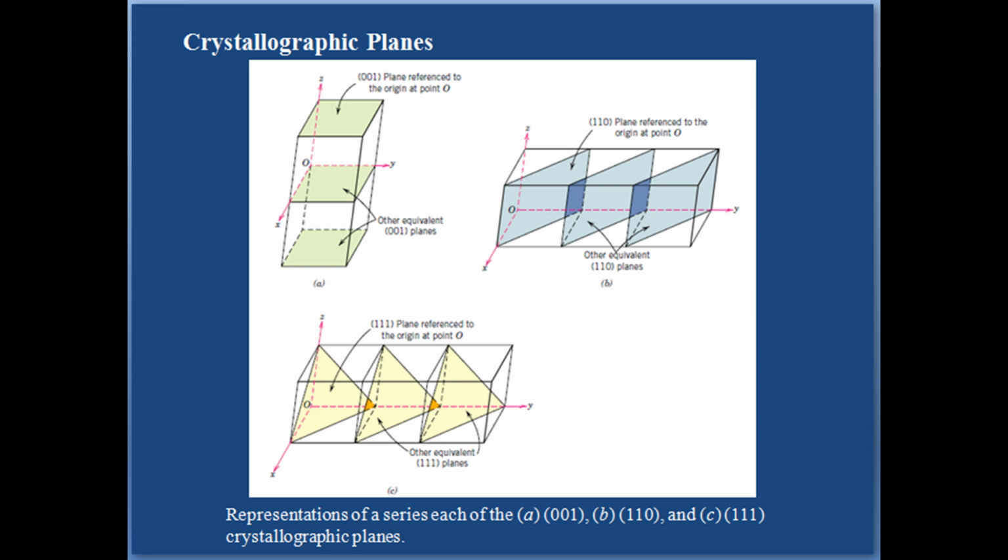An intercept on the negative side of the origin is indicated by a bar or minus sign positioned over the appropriate index. Furthermore, reversing the directions of all indices specifies another plane parallel to, on the opposite side of, and equidistant from the origin. Several low-indexed planes are represented in the figure. The figure shows the representation of a series of (001), (110), (111) crystallographic planes.